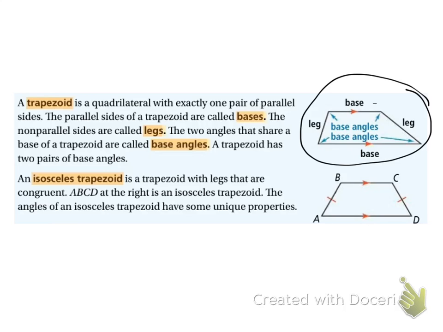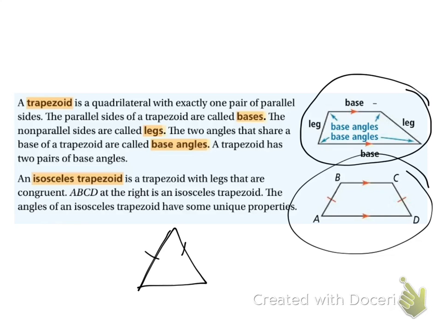We've got a specific kind of trapezoid. It's called an isosceles trapezoid, this one, where the two legs are congruent. And if you think back, we've talked about isosceles triangles before, and that was a triangle that had two sides congruent. So it should be pretty similar. It shouldn't be a surprise.